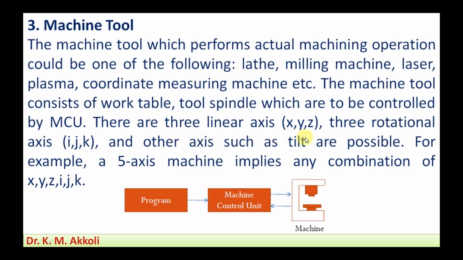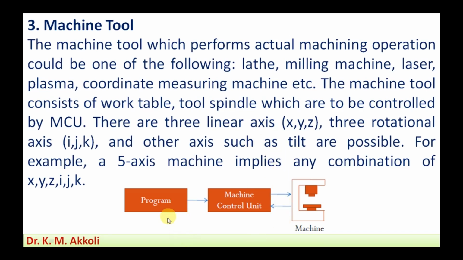There are three linear axes XYZ, three rotational axes IJK, and other axes such as tilt are possible. For example, a 5-axis machine implies any combination of these XYZ and IJK. There are 6, and out of them any 5 combination it may take. And not only these axial movements, it also controls the rotational speed and the coolant flow rate. All these things are in the machine tool. The machine tool in operation does the movements only, but CNC controls all the things.